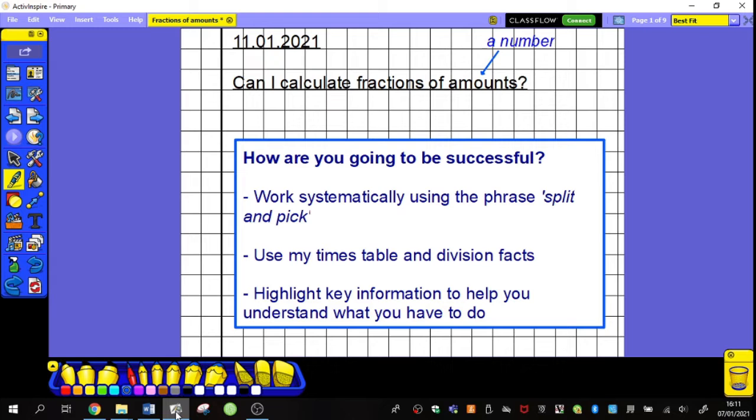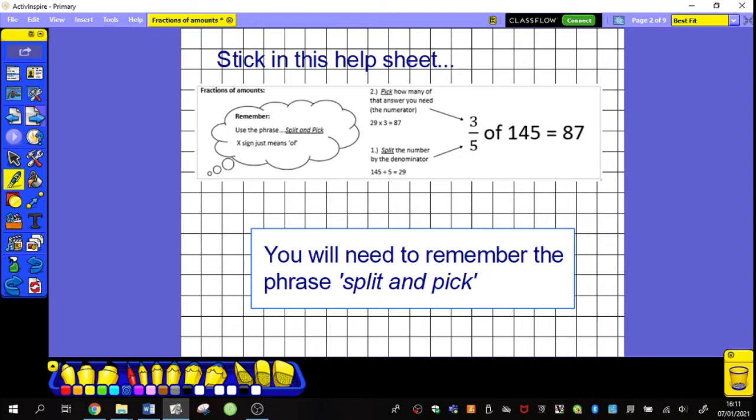You're going to be successful today by working systematically using the phrase "split and pick", working in a system, having an order to it, and I'm going to talk about the phrase in a moment. You're going to use your times table and division facts knowledge, and when you get on to task 2 and 3, you're going to highlight key information to help you understand what you need to do. So you don't need to stick this help sheet in, all you need to do is refer to it throughout the lesson. So the key things to remember are using the phrase "split and pick", and the multiplication sign just means "of".